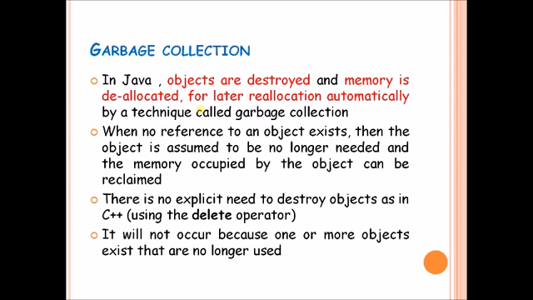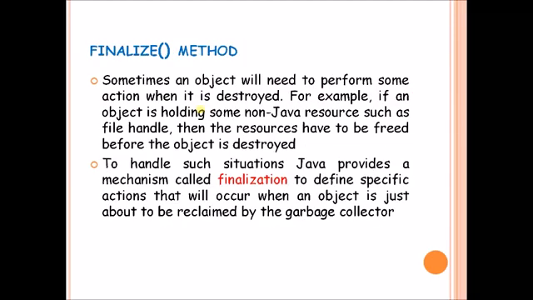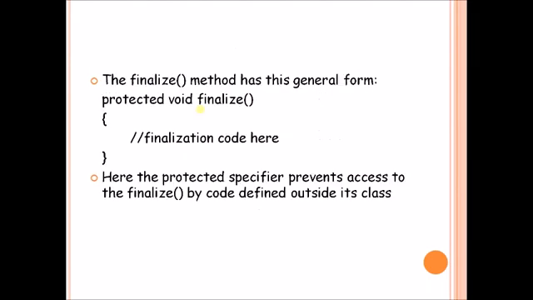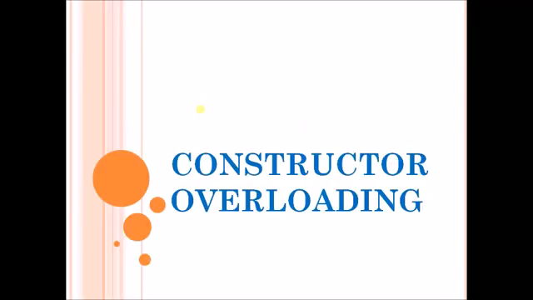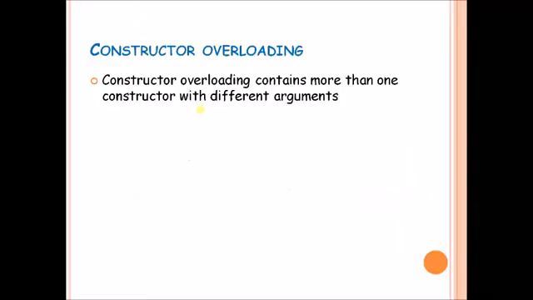Garbage collection is actually used when an object is destroyed. The memory will be deallocated, and this can be used later for reallocation in case another object is created. In Java, the finalize method is used for garbage collection. And finally, the constructor overloading. Constructor overloading is nothing but you vary the number of arguments for the constructor so that different constructors are invoked in case the type of arguments changes.